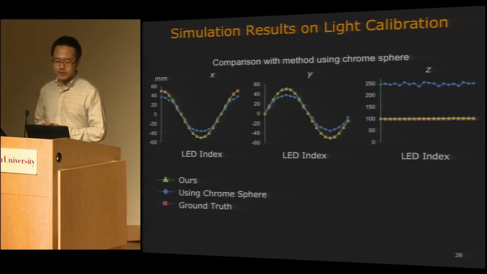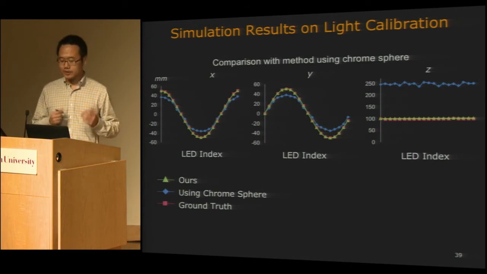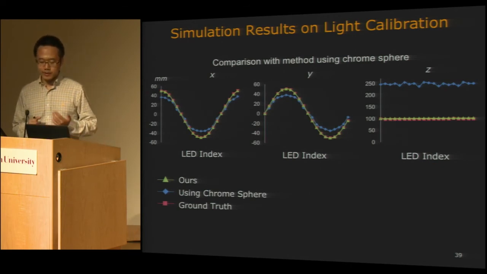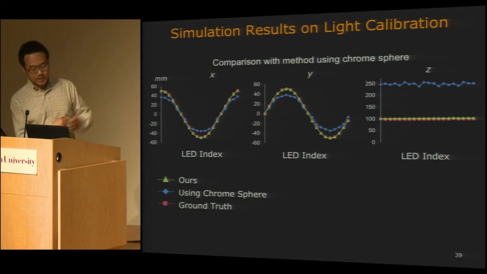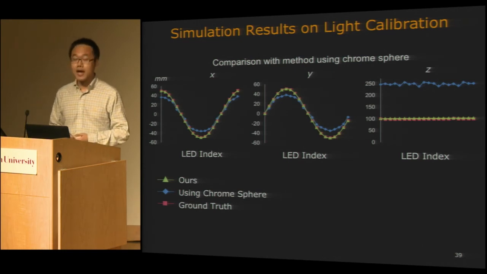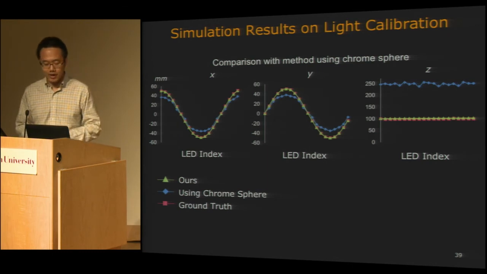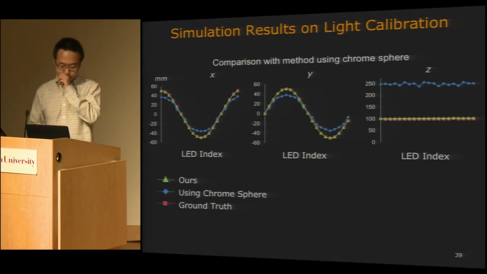So here, we compare the calibration accuracy using our method and using a chrome sphere. As shown, the positions of the light sources are located much more accurately by using our method, especially in the Z direction, the depth direction.